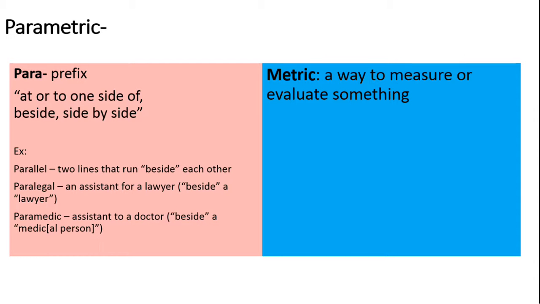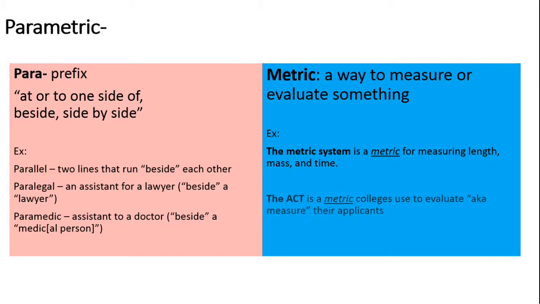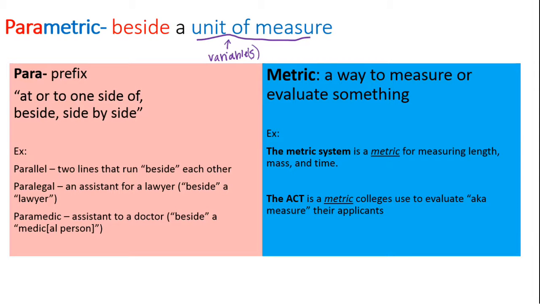And a metric is just a way to measure or evaluate something. So for example, the metric system is a metric for measuring length, mass, and time. And the ACT is a metric colleges use to evaluate, aka measure, their applicants. Parametric just really means beside for para, and metric, a unit of measure. Beside a unit of measure.